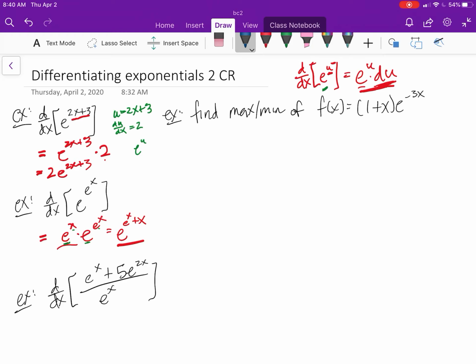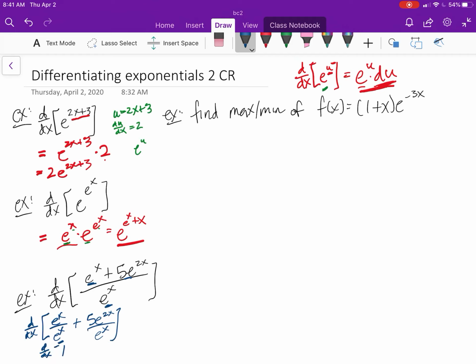So with that said, I have divided by e to the x. It's one term. If I'm dividing by one term, I could divide each piece by that term, right? So I'm going to rewrite this as e to the x over e to the x. I'm writing it out even though I could have done this in my head. Plus 5e to the 2x over e to the x. Well, this is great here because that's 1, right?